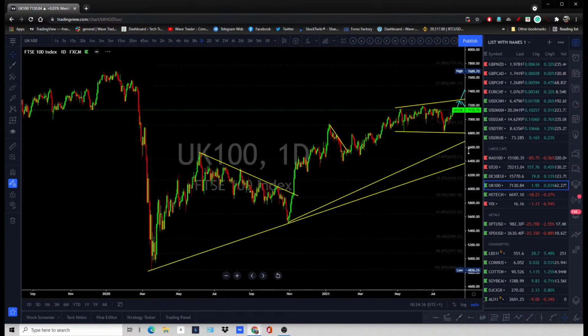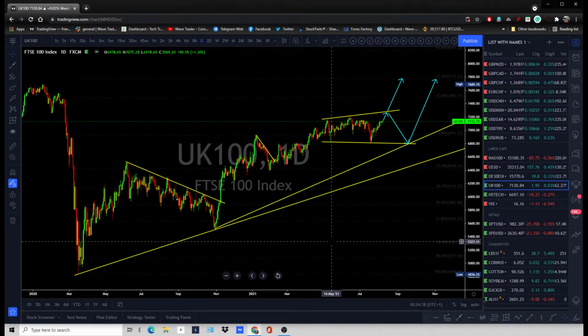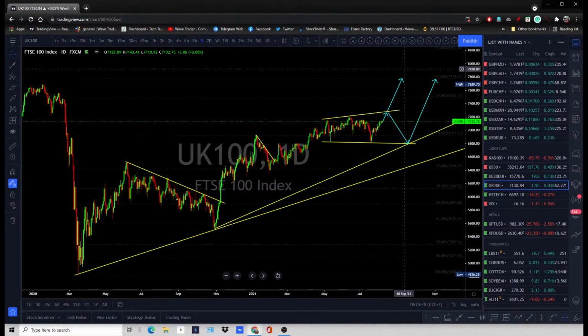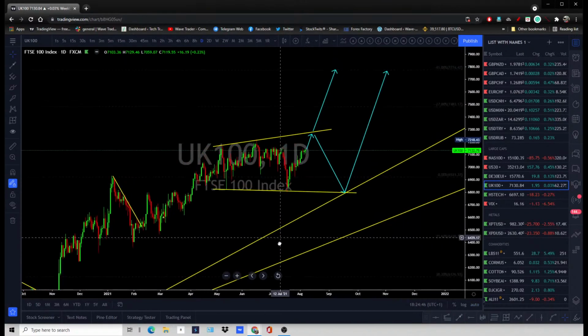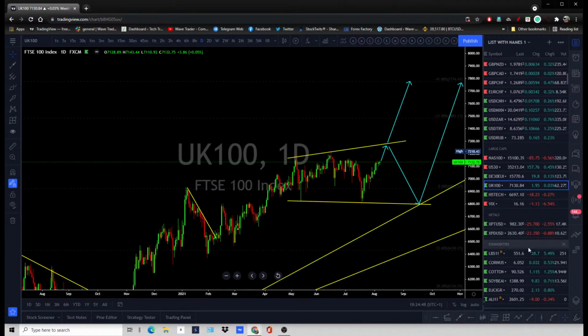Okay, so UK 100 index, expanding triangle formation, keep pushing higher or fall back to that previous bottom and then continue its bullish wave. Okay, so simple analysis on the indices.